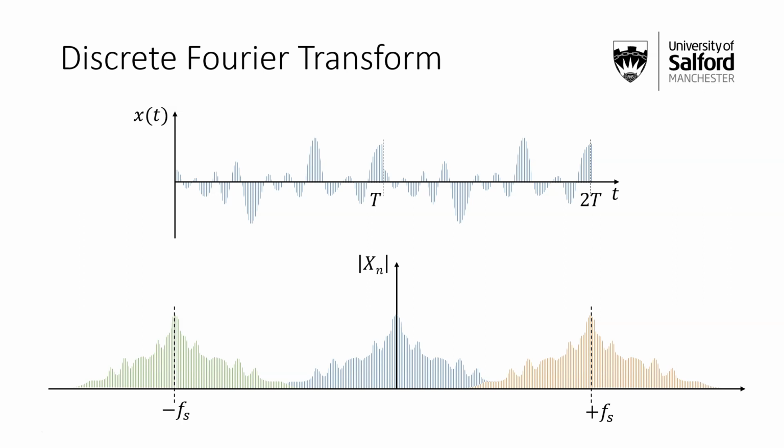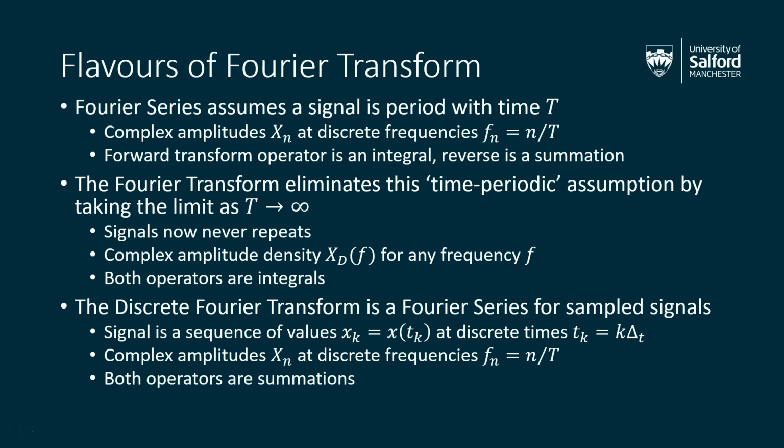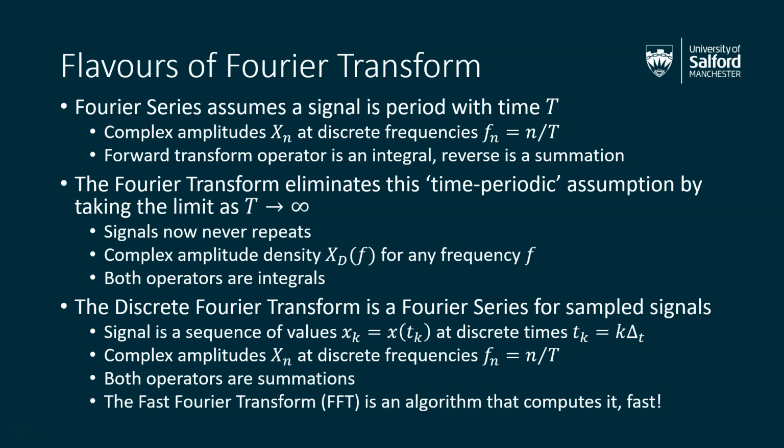And I always think it's a bit unfortunate it's named Discrete Fourier Transform, because from an audio point of view it is actually implementing a discrete Fourier series, but that is the name that it gets. Sounds a bit cooler maybe as well. So just to summarise here, the discrete Fourier transform is a Fourier series for sampled signals. The signal is a sequence of values at discrete times. And we're going to get complex amplitudes out at discrete frequencies as well. And both operators are now summations. And the FFT, Fast Fourier Transform, is not a different thing. It's just an algorithm that computes it fast.